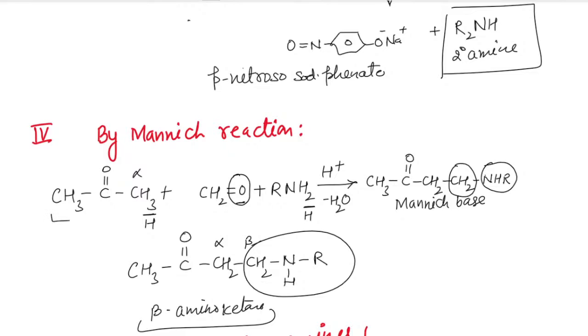So we get CH3, CO and CH2, which is attached to CH2, and this CH2 has two attachments. One, it is attached here, and the other it is attached on this side. So we get this product, okay, beta amino ketone, which is called Mannich base.